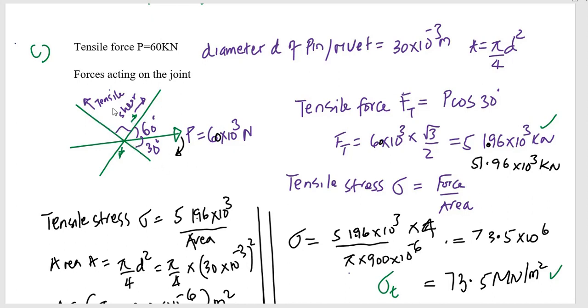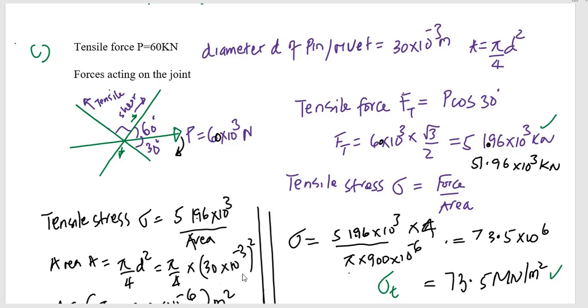Therefore, to get the force responsible for causing tensile stress, it is going to be tensile force Ft, and it is going to be P cos theta. I just resolve this force along this line that is showing tensile force. Therefore, Ft will be 60 times 10 to the power 3 times cos 30, and this is going to be 51.96 kilonewtons. We know that tensile stress is equal to force out of area. How about the area? The area is pi d squared out of 4.